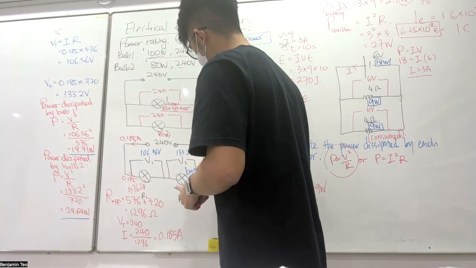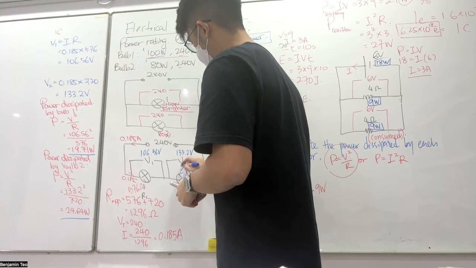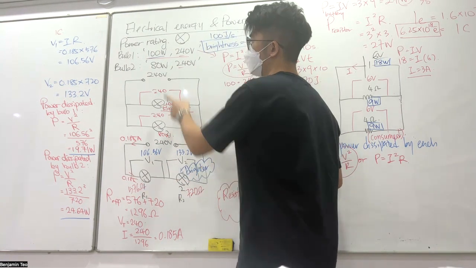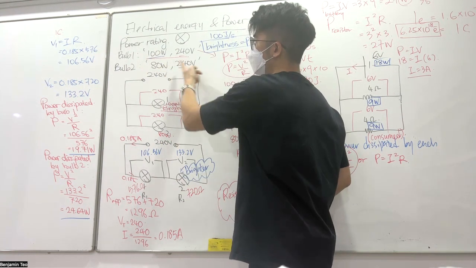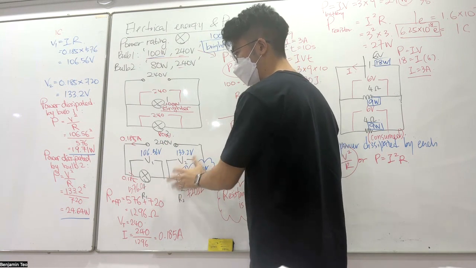Bulb 2 is brighter. Bulb 2 is supposed to be a lower power bulb. The rating is lower, 80 watts. But it turns out that it is the brighter one.